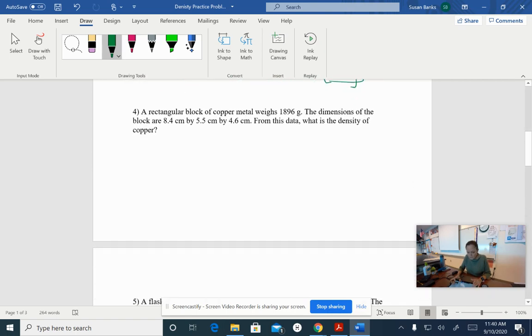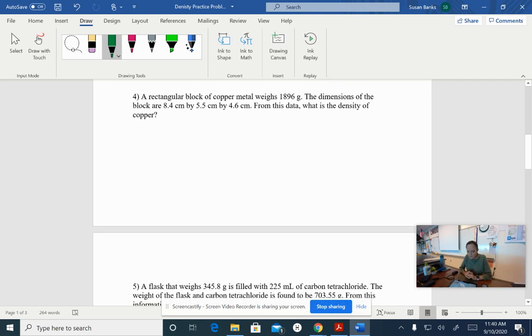Okay, number 4. A rectangular block of copper weighs in at 1,896 grams. The dimensions of the block are 8.4 centimeters by 5.5 centimeters by 4.6 centimeters. From this data, what is the density? Okay, so the very first thing I need to do is calculate my volume. So isn't volume length times width times height? So I'm going to use these values right here as length, width, and height.